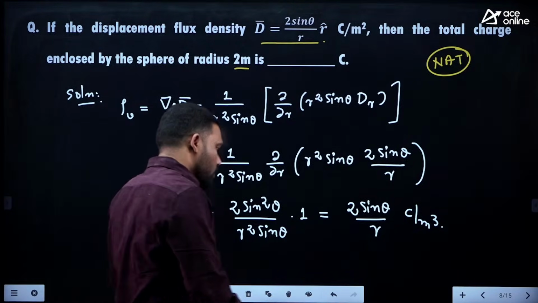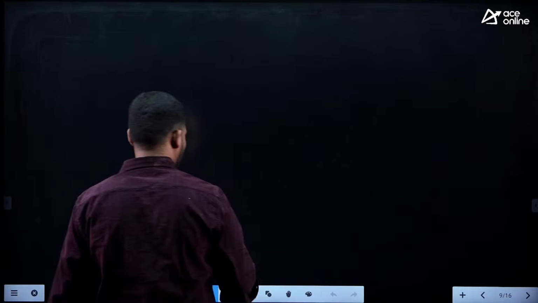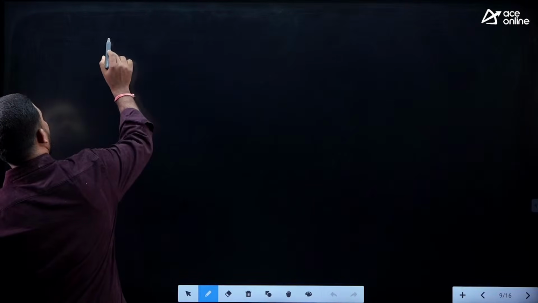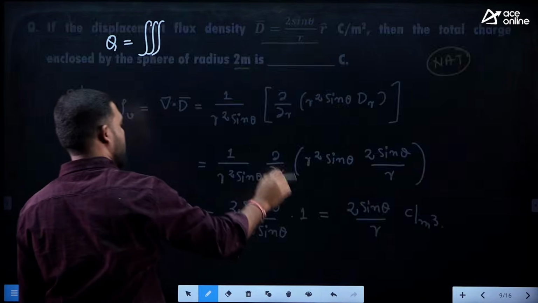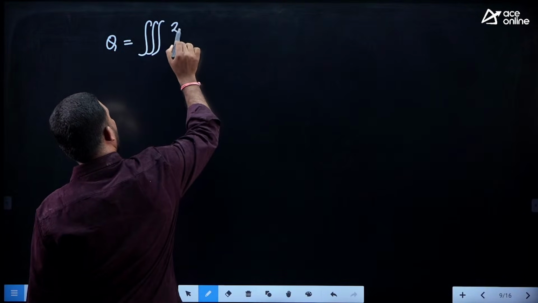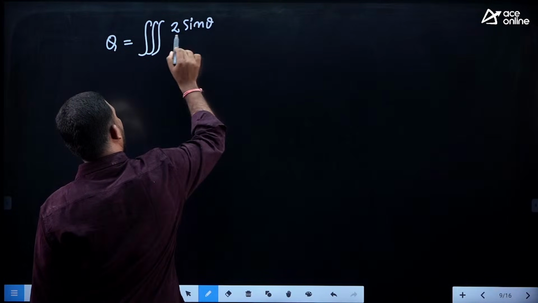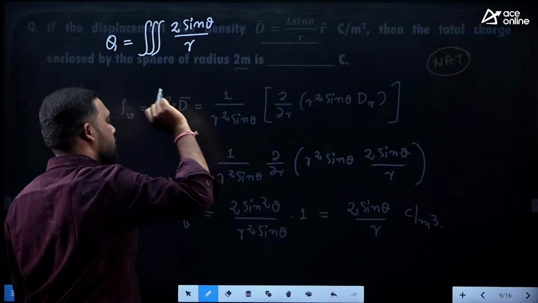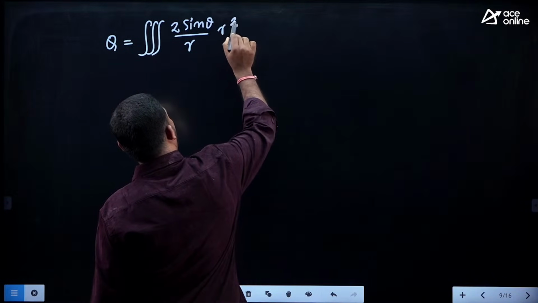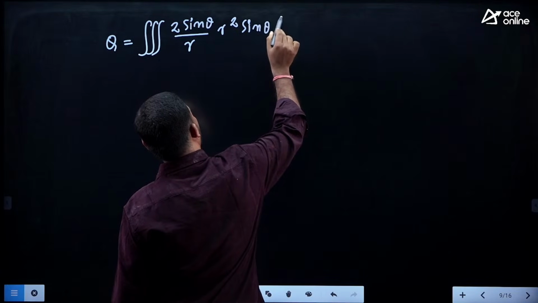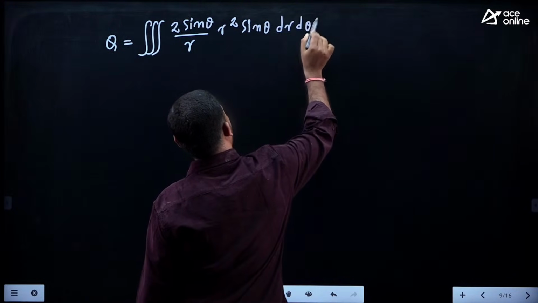Clear, guys? I'm going to turn the page here. So what is the total charge here? Q is equal to the volume integral of rho v into dv. So what is this rho v? It is 2 sin theta by r into differential volume. For the spherical coordinate system, the differential volume is r square sin theta dr d theta d phi.